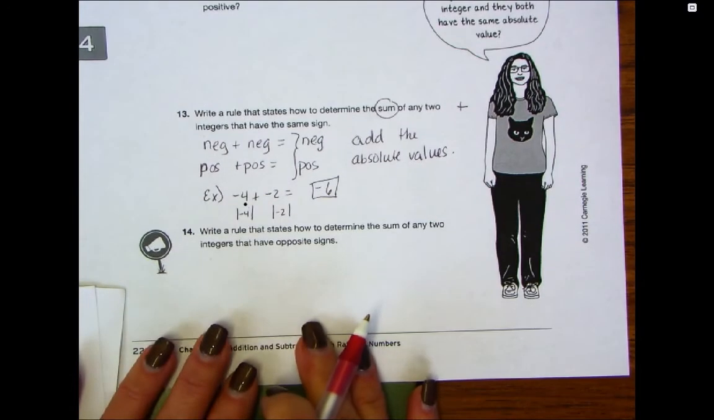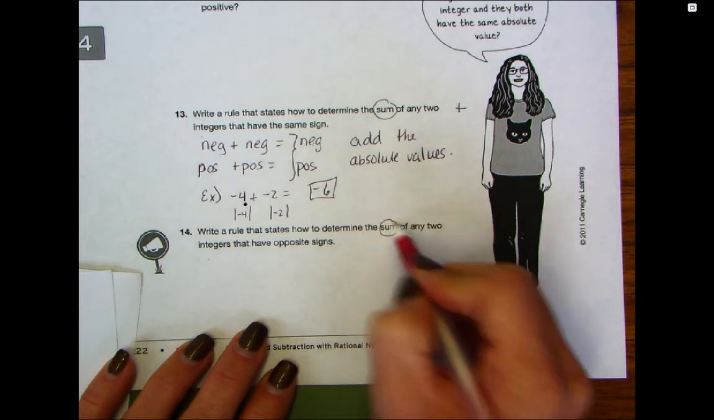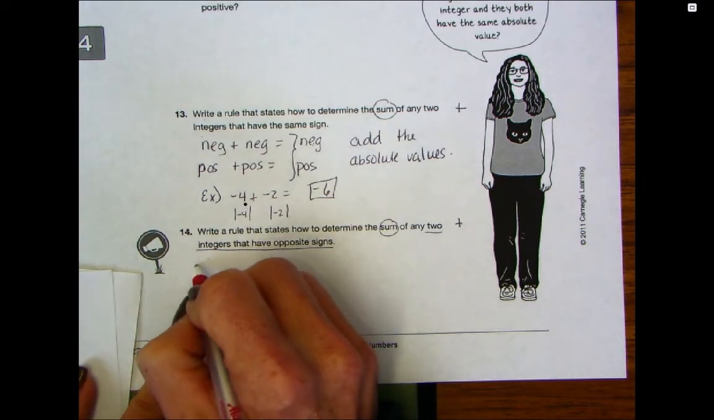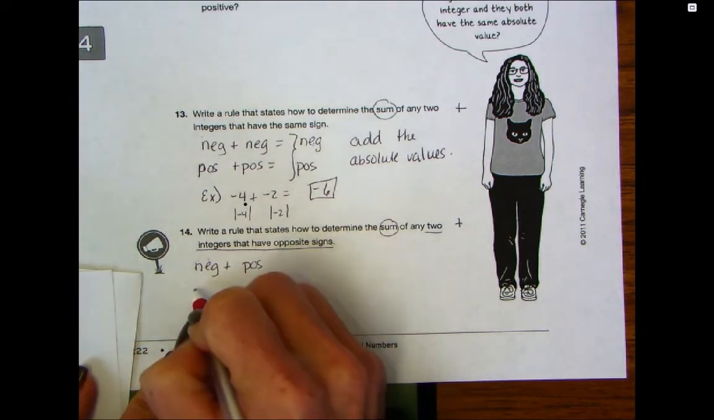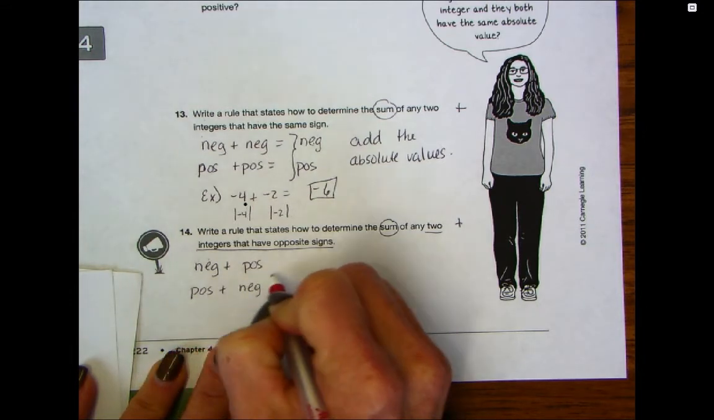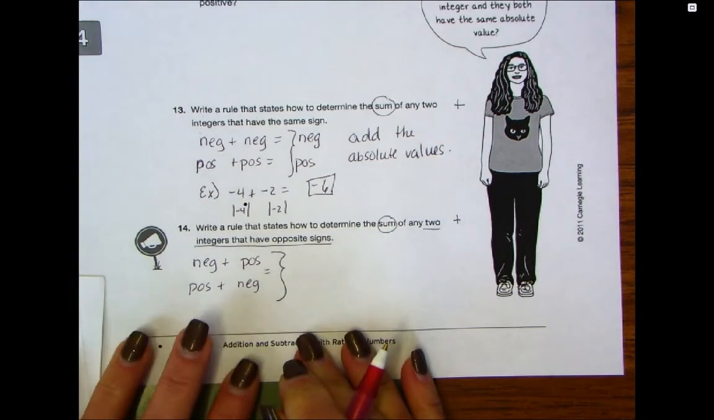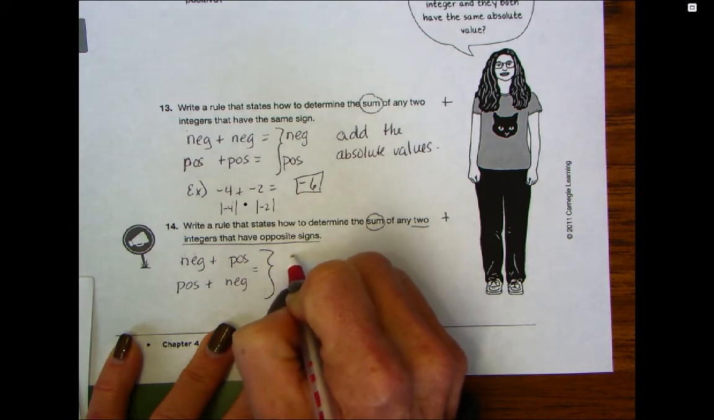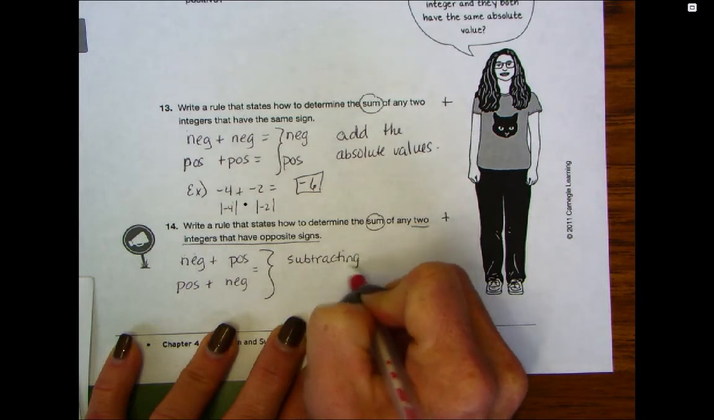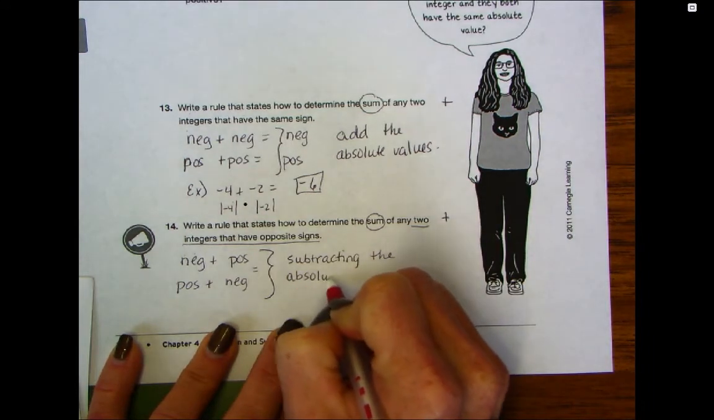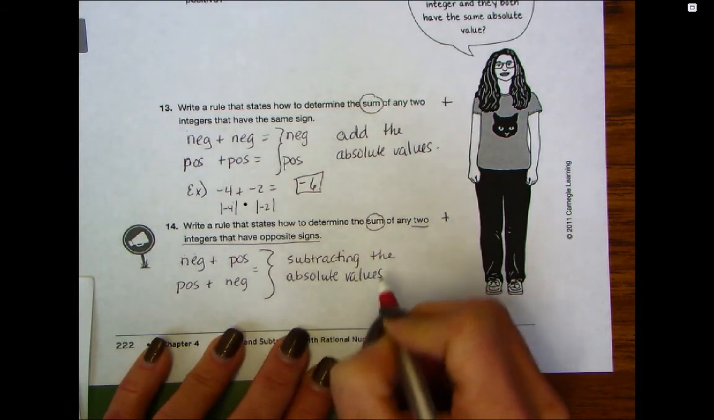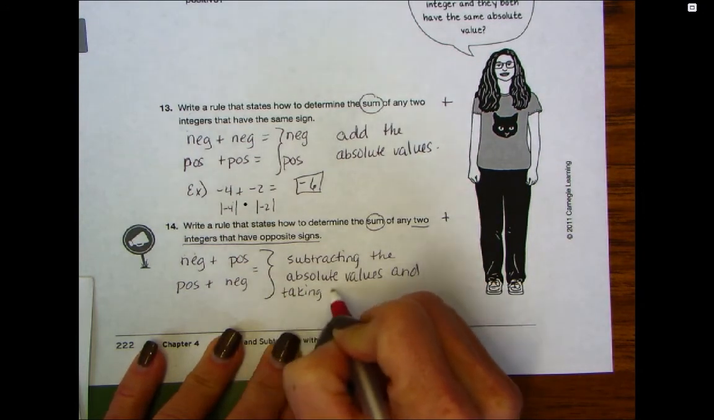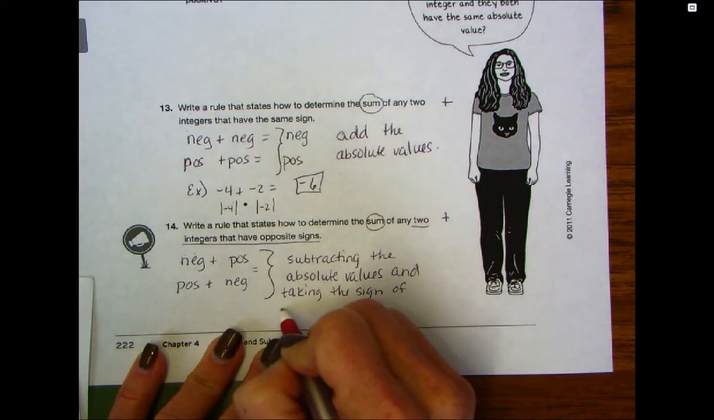Here they want me to write a rule that states how to determine the sum, so addition problem, of 2 integers that have opposite signs. So here I'm looking at a negative plus a positive, or I'm looking at a positive plus a negative. So hopefully what we discovered here is that what I'm really doing to get the number portion is I'm subtracting the absolute values. And then I'm taking the sign of the larger absolute value.